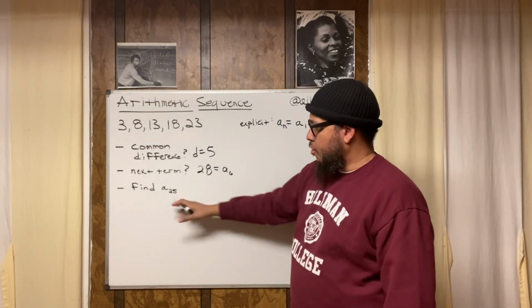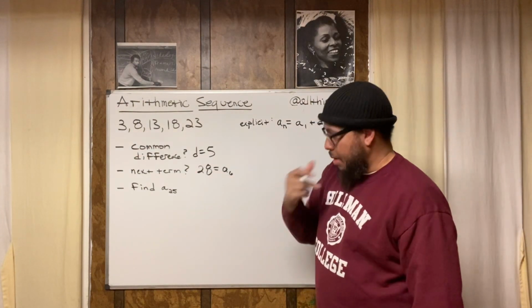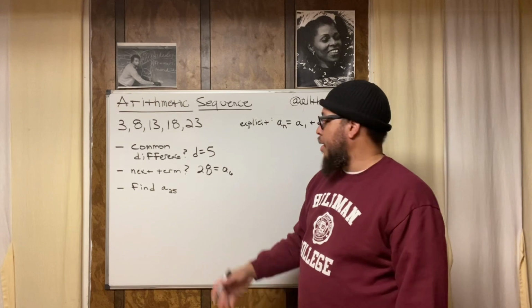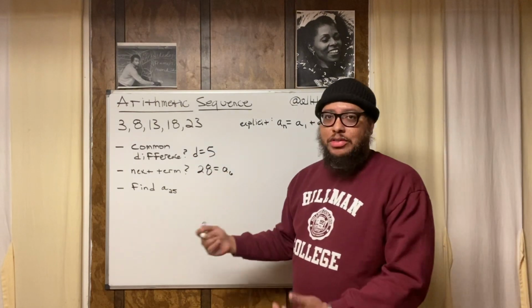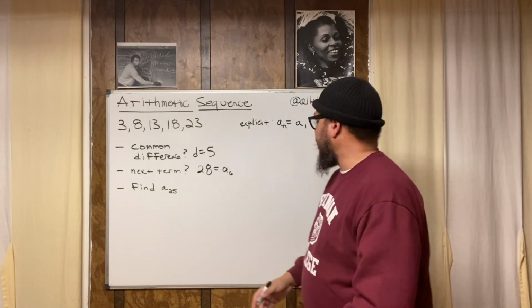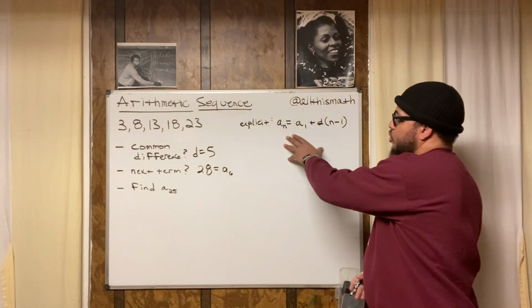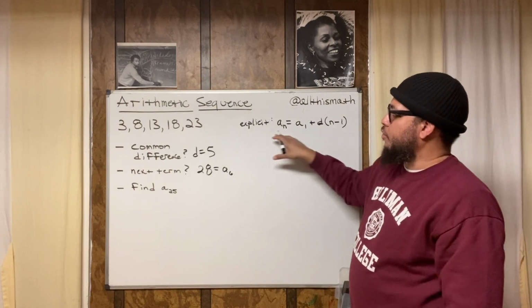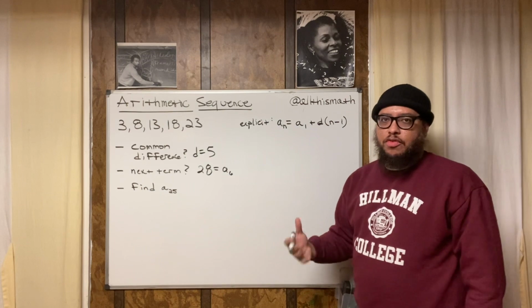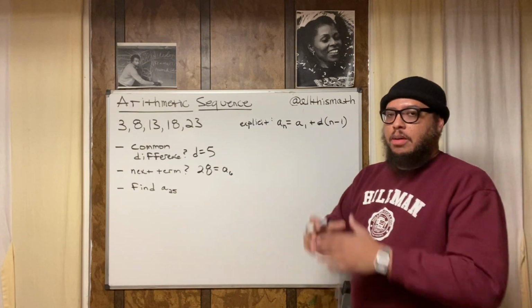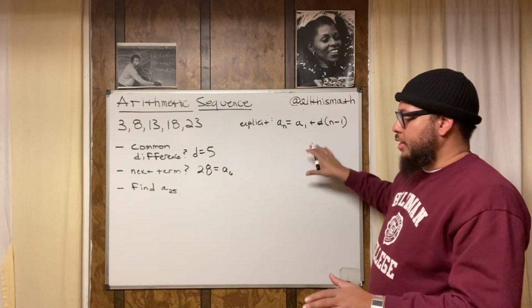Now find a sub 25. Now I'm not about, like I told you already, I'm not about to sit up here and keep adding 5s, right, until I get to the 25th number. We ain't about to do all that. But what we can do is use this formula, and this is called the explicit formula. Now, there's another formula that we refer to as the recursive formula, but we're not using that right now, so I didn't even bother to write that up here.